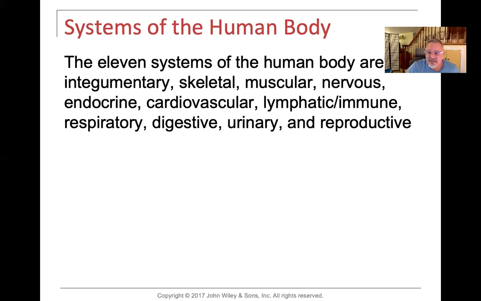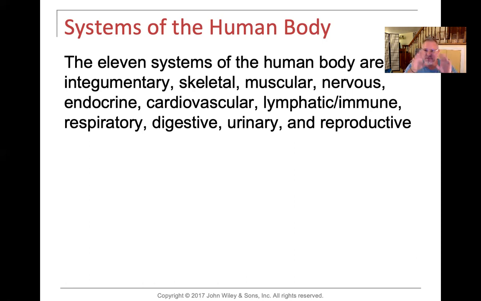There are 11 systems of the human body, from the integumentary system, which is hair, skin, and nails, and the skeletal system, which we think of the bones and the cartilage, and then muscles, 3 types of muscle. There's smooth muscle, skeletal muscle, and cardiac muscle. We're primarily interested in skeletal muscles. Then we have the neural system, brain and spinal cord.